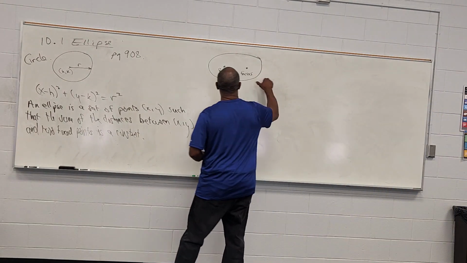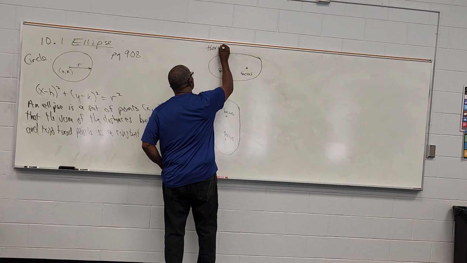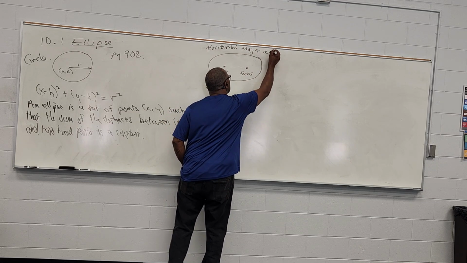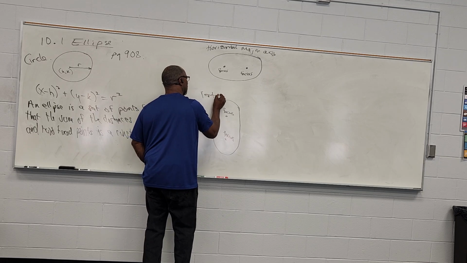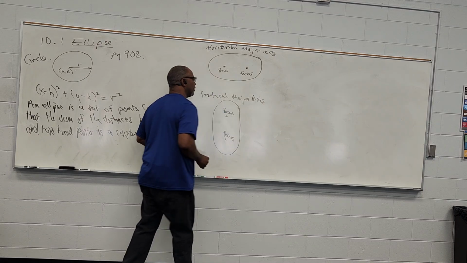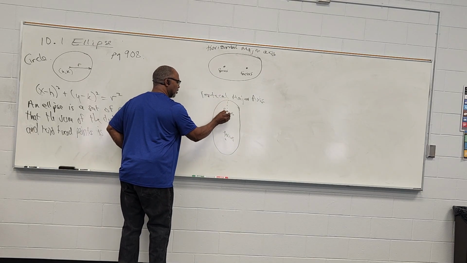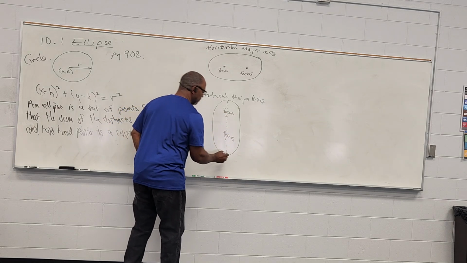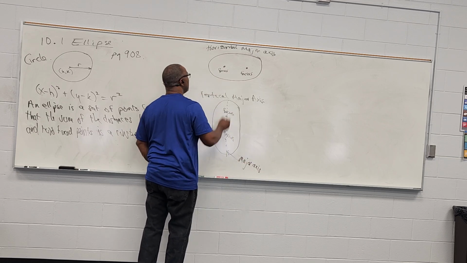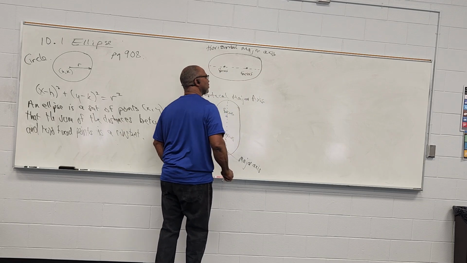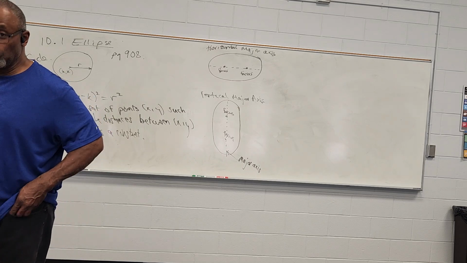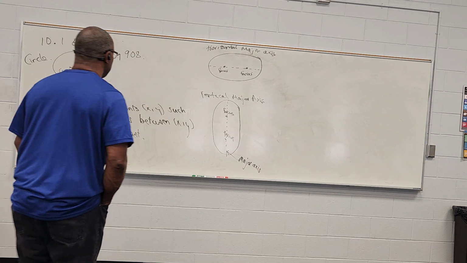One has a horizontal major axis. And the other one will have a vertical major axis. So the major axis is just the axis that goes through the foci. So there would be my major axis. This one would have a major axis that's horizontal. The major axis is nothing more than the axis that goes through the two foci. You've got two foci again.